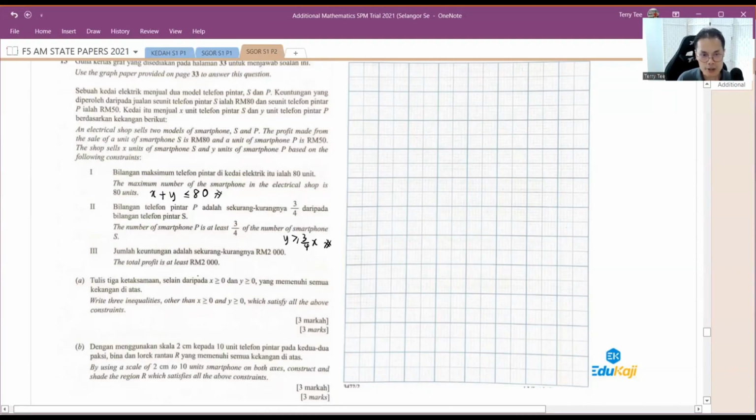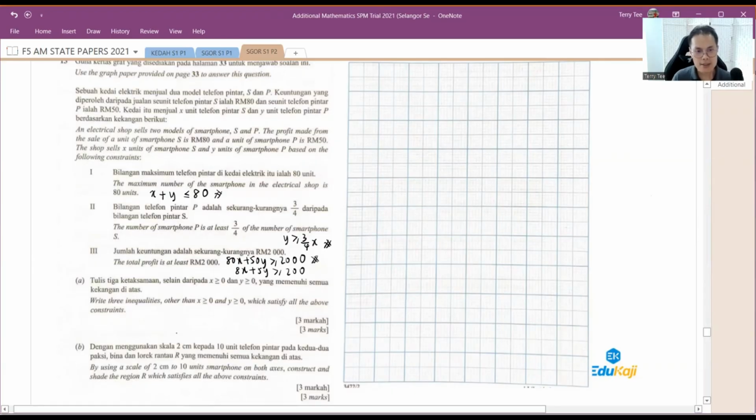Okay, next one, total profit. Your profit is 80 ringgit for x, and then 50 ringgit for y, and must be at least 2,000. Now, you can actually stop here, but when it comes to drawing graph, we normally want to simplify it, easier to solve. I'm going to simplify this, divide by 10: 8x plus 5y greater than or equal to 200. Okay. Now, I've written the 3 inequalities.